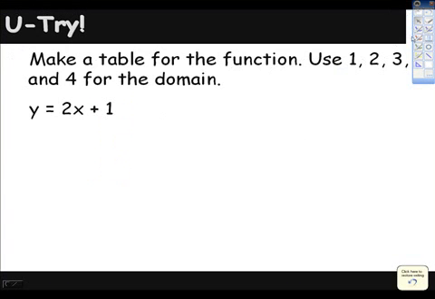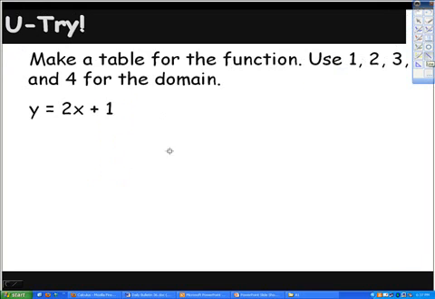We're going to make a table for this function. So again, let's make a little t-table here. They want us to use 1, 2, 3, and 4 for domain values. So we'll have x, we'll have y. 1, 2, 3, and 4.